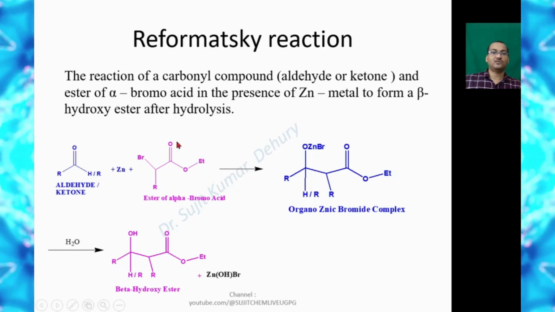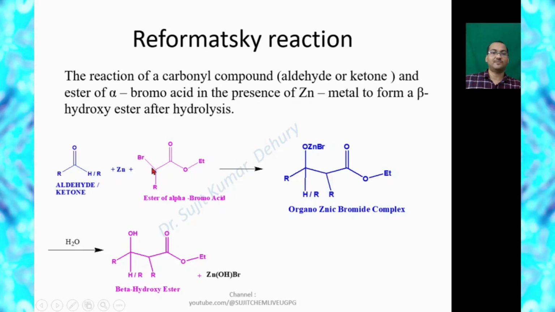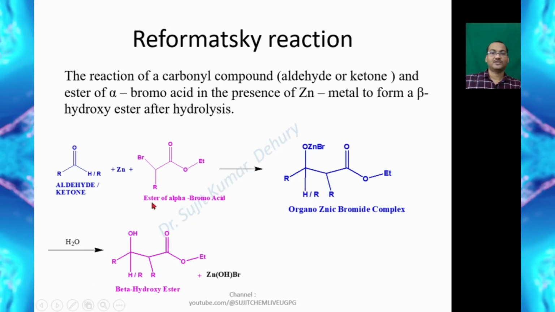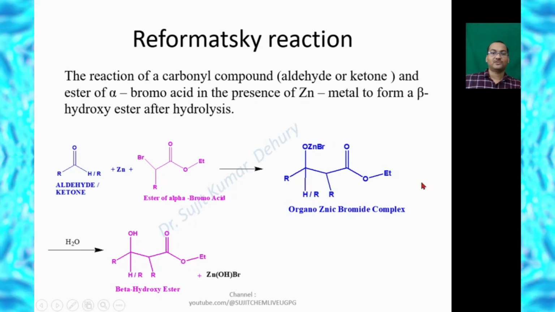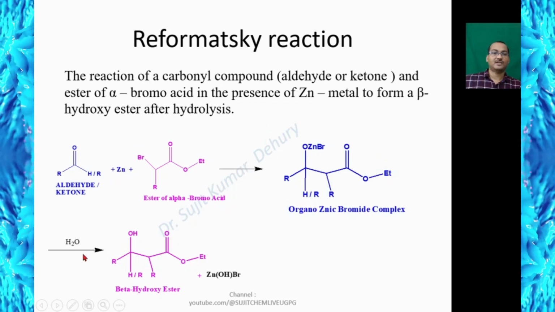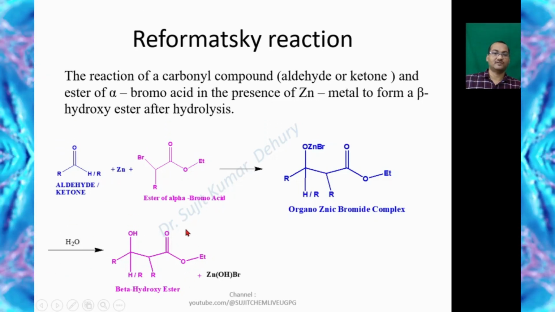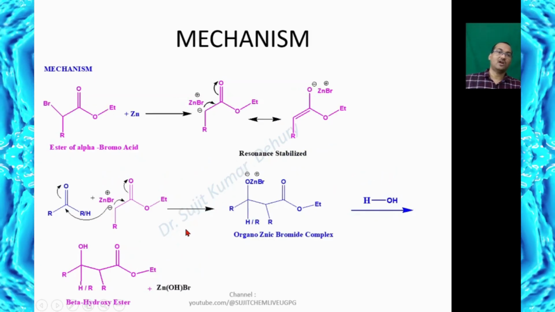With respect to this ester group, this is the alpha carbon. So this is an alpha bromo acid, an ester of alpha bromo acid. You will end up with this organozinc bromide complex. Upon hydrolysis, you will end up with a beta hydroxy ester. Now we will talk about the mechanism.